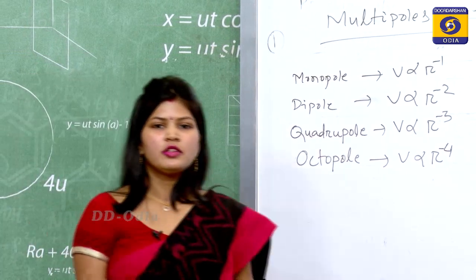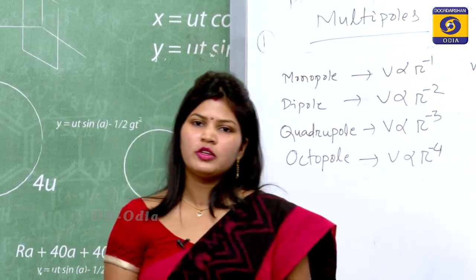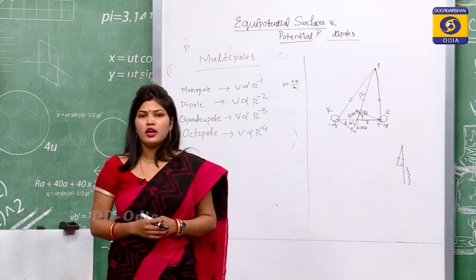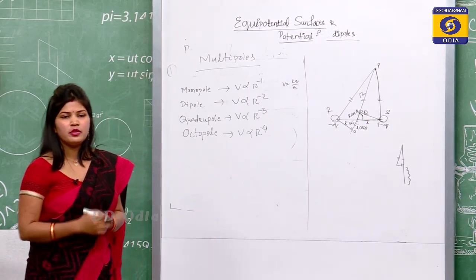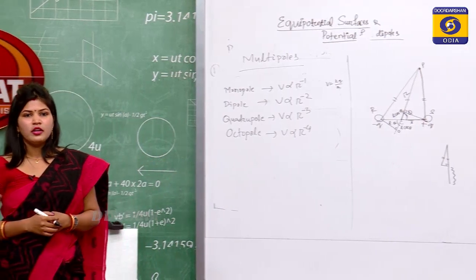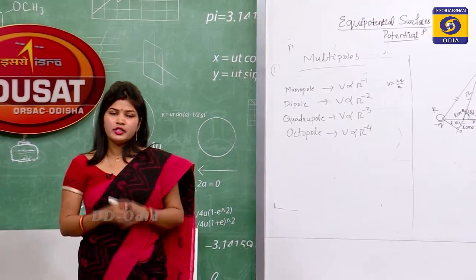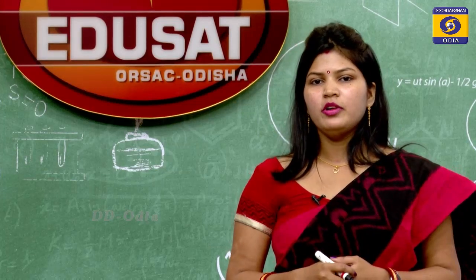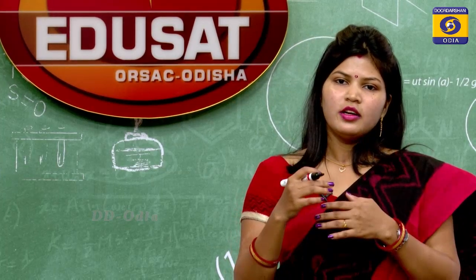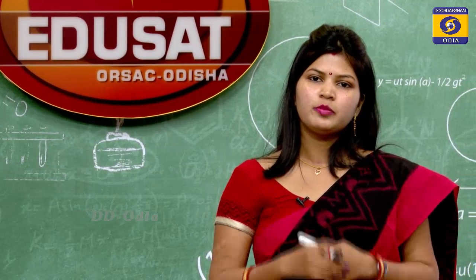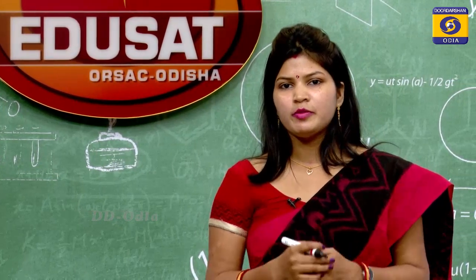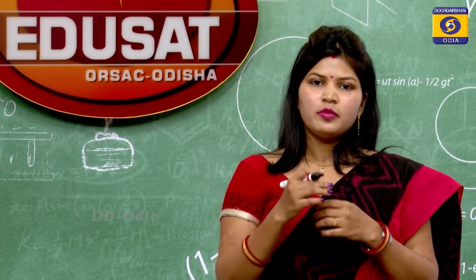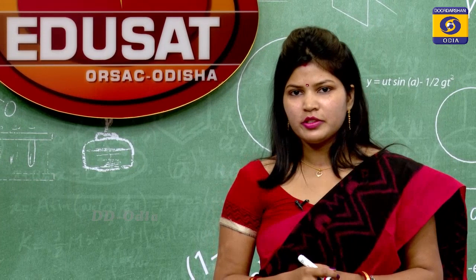So, dear students, today we discussed the potential energy of dipoles and the potential for dipoles, and we saw that at stable equilibrium the potential energy is minimum for a dipole, and at unstable equilibrium the potential energy is maximum for a dipole. So, now this potential chapter completes here. Thank you.